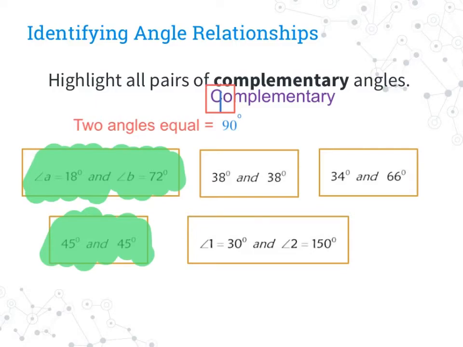However, I'm only looking for problems that are complementary, so I cannot highlight them. So only the two there are the correct answers. Let's take a look at the next one.